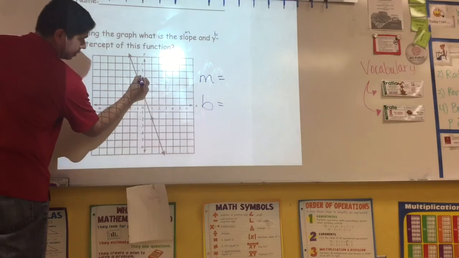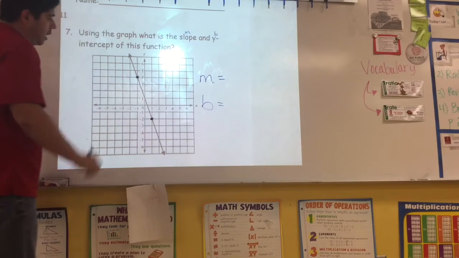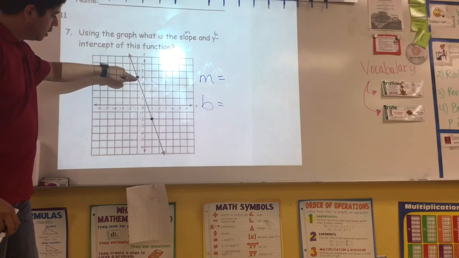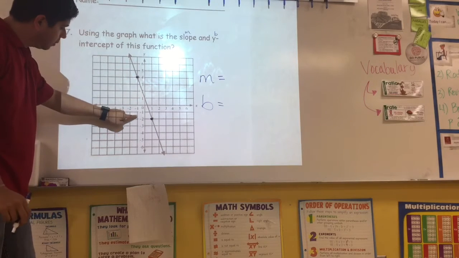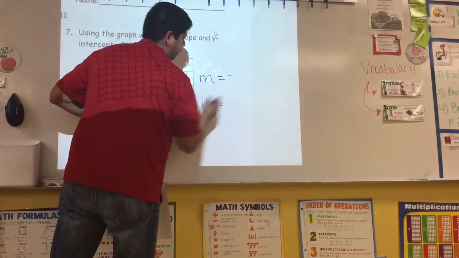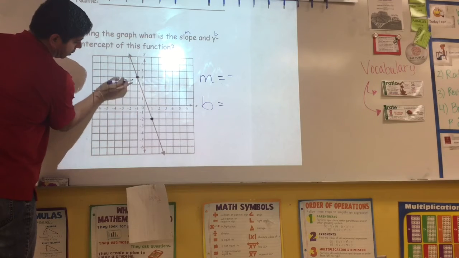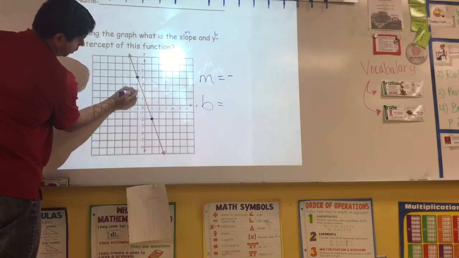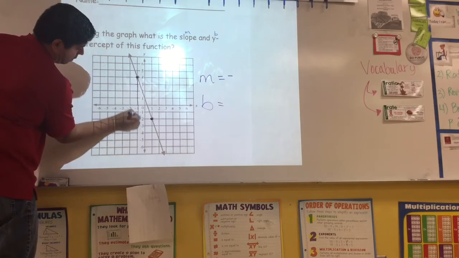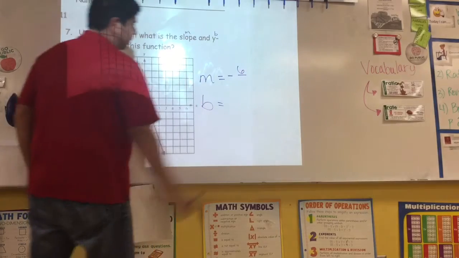I have my 2 points here. There's a point there, and there's a point there. So what I've got to do is, from this point, find out if I go up or down. It's pretty obvious I'm going down to get to this point. So if I go down, that means my slope is negative. I need to find out what my numerator is going to be. So we just count 1, 2, 3, 4, 5, 6. It goes down 6. So 6 is going to be my numerator.